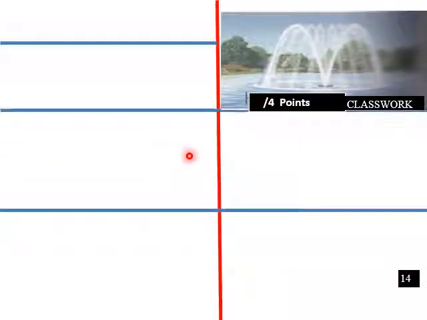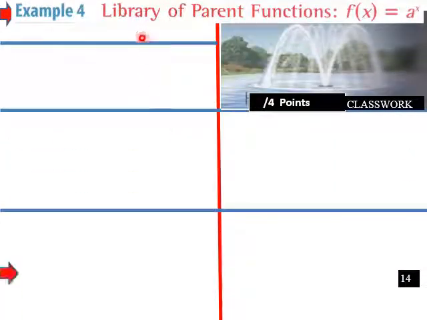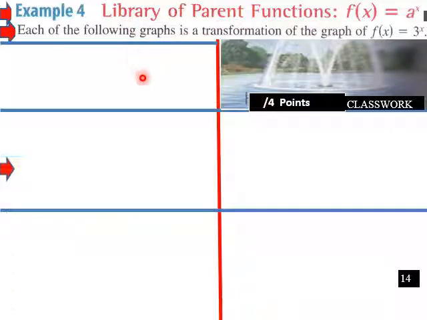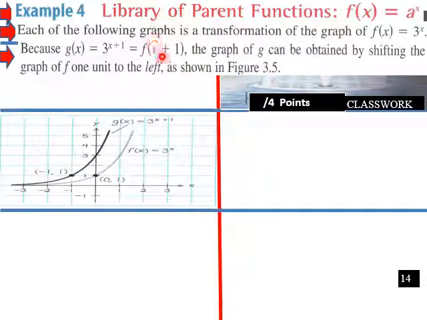Okay, into our next example here. Example 4, library parent functions. Each of the following graphs is a transformation of the graph of f of x equals 3 to the x. Because g of x equals 3 to the x plus 1, which is this one here, we're moving to the left 1 unit. The graph of g can be attained by shifting the graph of f 1 unit to the left, so we're moving this position over to the left 1 unit.